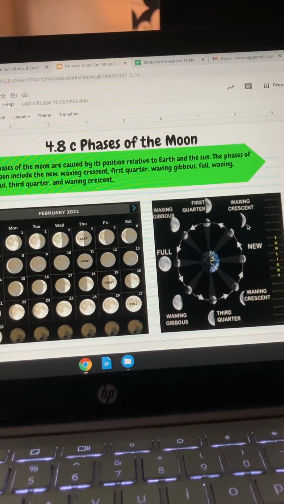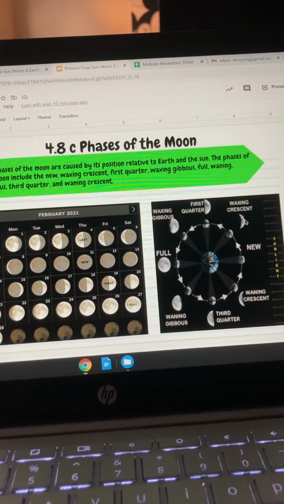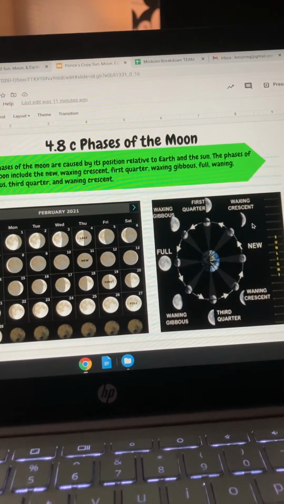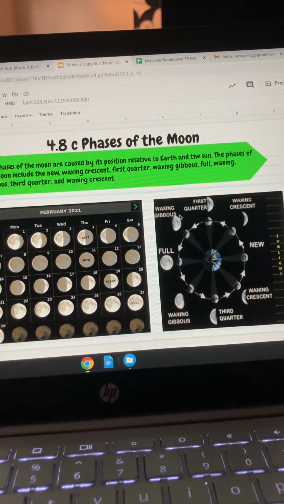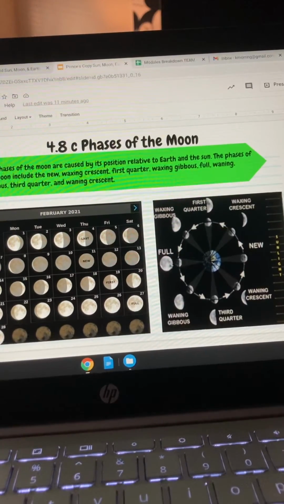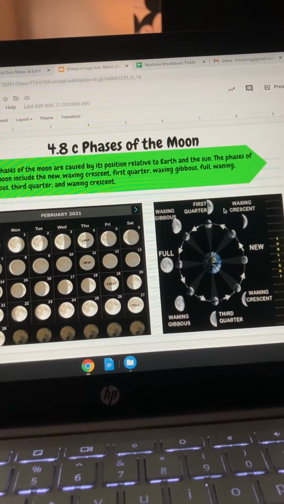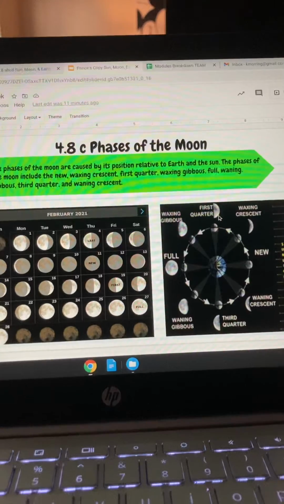And we have the crescent, which is the little thin sliver of the moon. The gibbous, where it is almost a full moon. And in between the two, we have a quarter, which looks like a half of a moon.